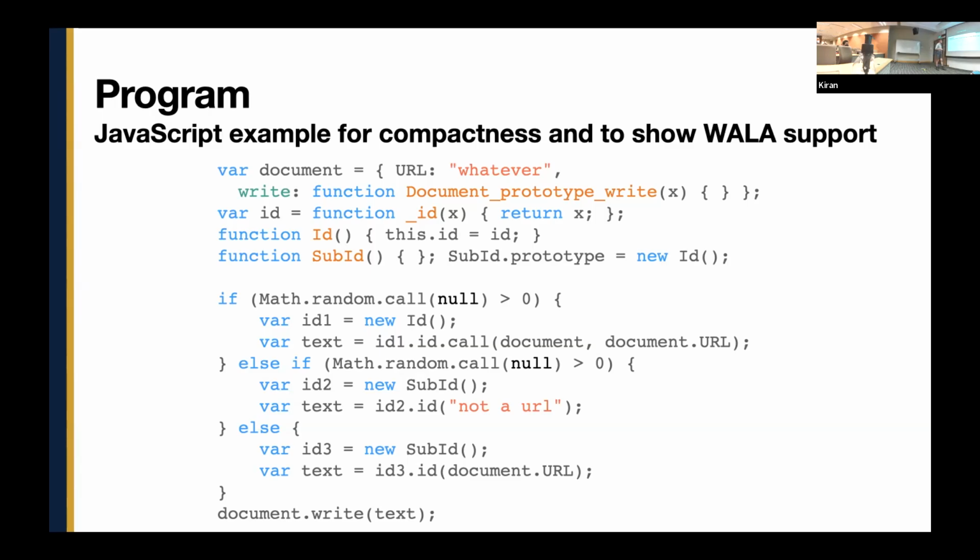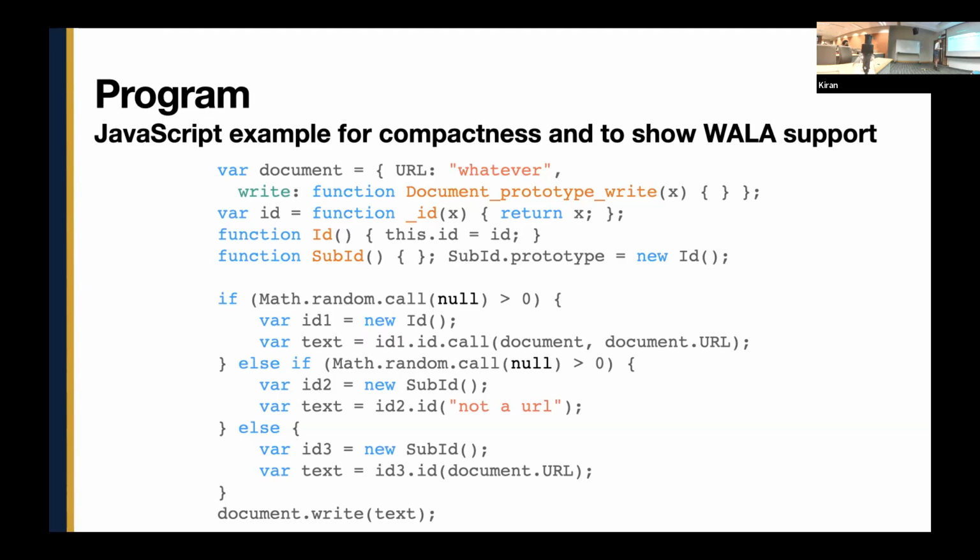So let's see what this program does. We have our document, we have a function ID, which does nothing. It returns exactly what is given. This example, ID, is a very common example for people who want to talk about things like context sensitivity, because it's very simple. But at the same time, if you do something completely insensitive, you get imprecise results. So that's what this is for.